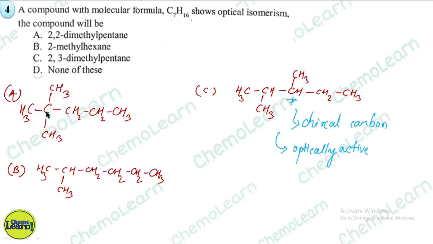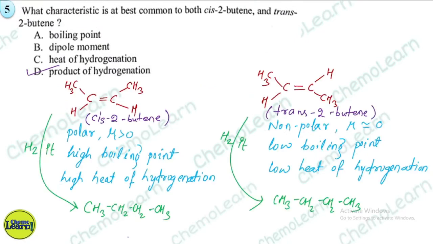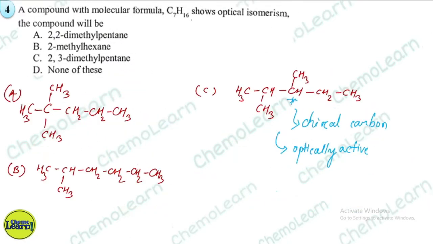In option A, this carbon is attached to 3 methyl groups. That means it is not chiral. And in option B, this carbon is attached to 2 methyl groups, one hydrogen, and this one is another group. So it is also not a chiral carbon atom. But in option C, we have one chiral atom over here. This is the chiral carbon atom. It is connected to this group, a methyl group, and one hydrogen atom. So it is optically active and it will show optical isomerism. Option C will be the right one.